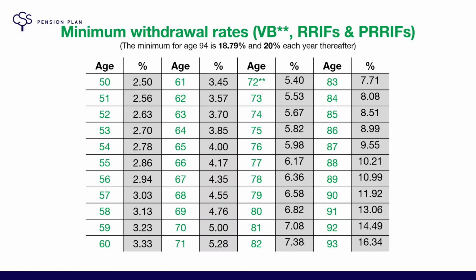This is the minimum withdrawal percentage chart set by the Income Tax Act for VB payments and withdrawals from RIFs and PRIFs available from credit unions and other financial institutions. As already mentioned, the minimum annual withdrawal for VB payments from the CSS Pension Plan does not start until you reach age 72. However, the minimum withdrawal from RIFs and PRIFs with a financial institution starts in the second year that you set up the account.